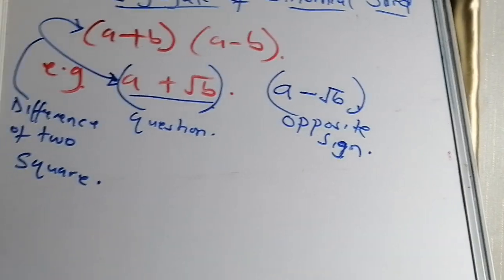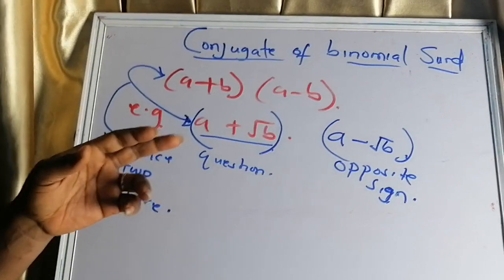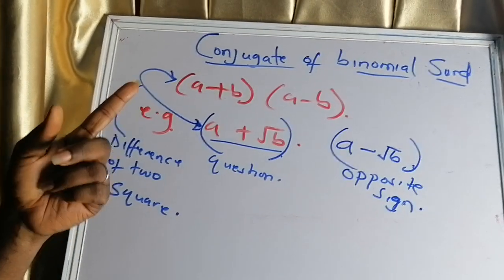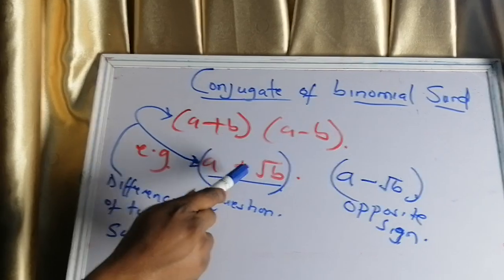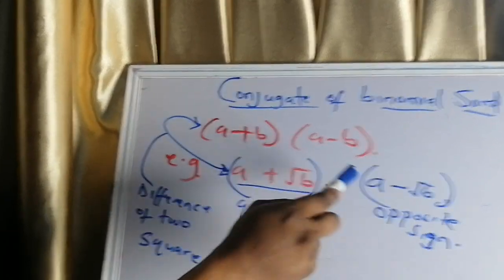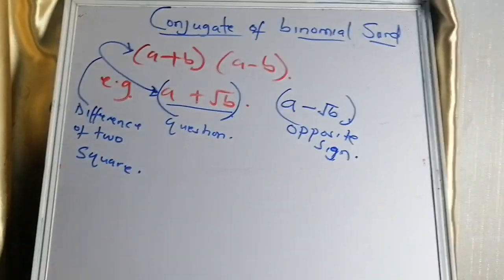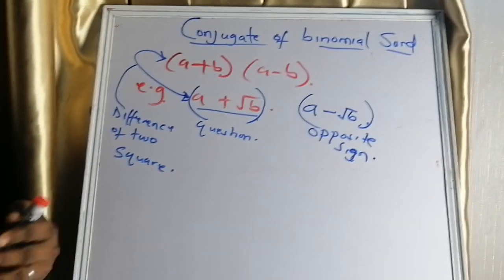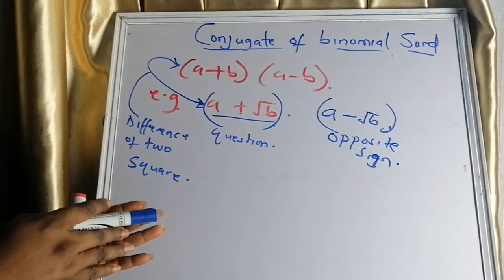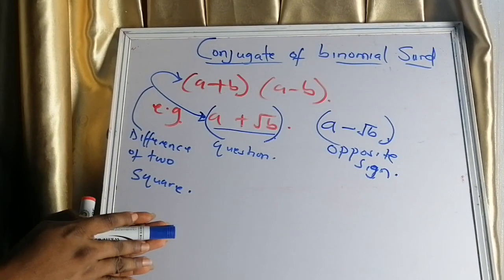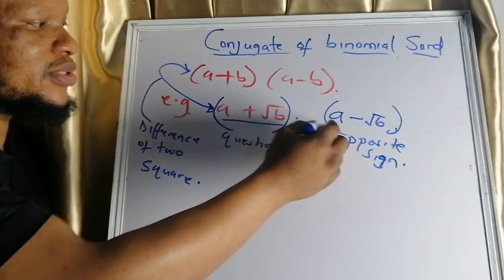So if you look at this very well, what conjugate is saying is that anytime you see binomial SURD, why binomial? Because it's two terms. Why are we making it two? This is the question. What am I changing here? I'm just changing the plus sign to what? Negative. So the law behind solving a conjugate is that you multiply the question with the opposite sign of that binomial SURD. Okay, so this is the opposite sign there.